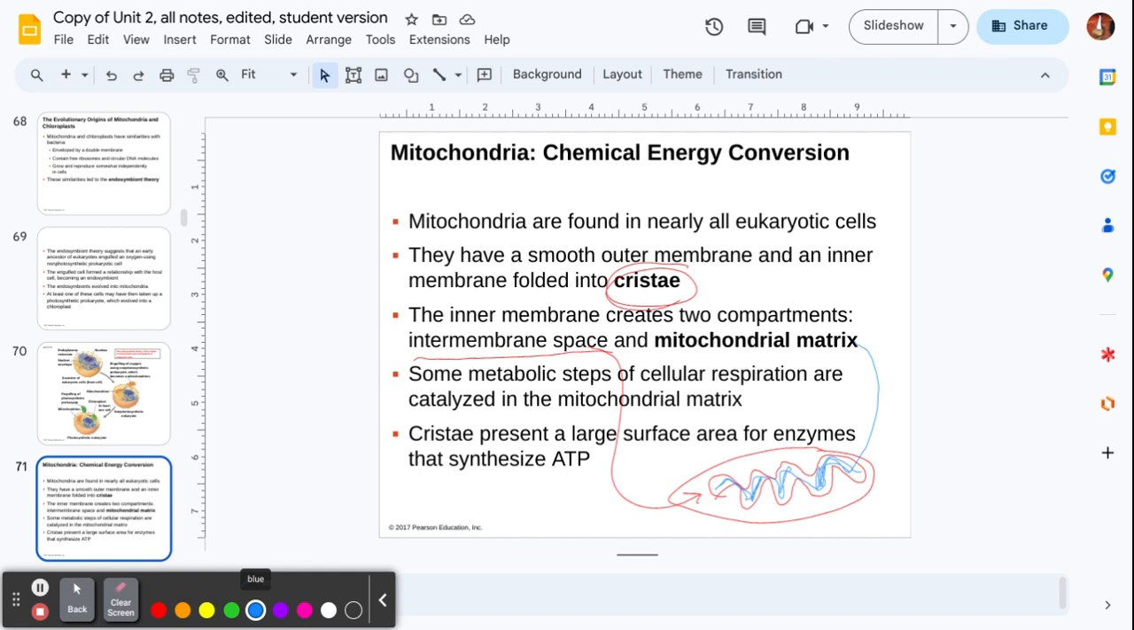As I mentioned before, some of the steps in cell respiration happen in that inner membrane, as well as in the cristae, as well as in the mitochondrial matrix. And again, that cristae presents a large surface area for the enzymes to work with that are going to be responsible for converting our food molecules into ATP.